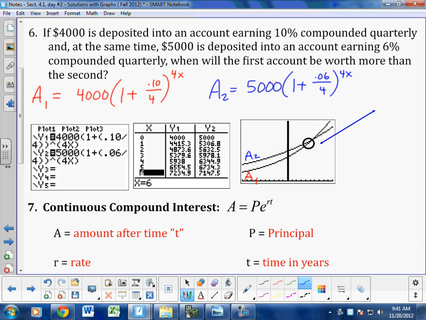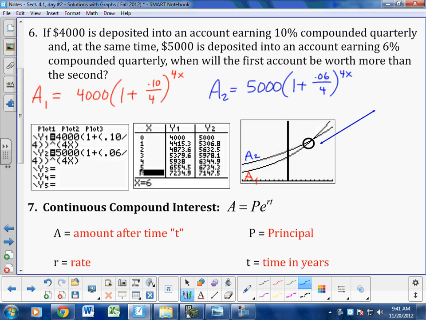Now, what's x stand for? Time, right? What would x equals 0 be? Right now, right? Well, does that make sense? At 0, it's 4,000 and 5,000. That's the day of the deposit.